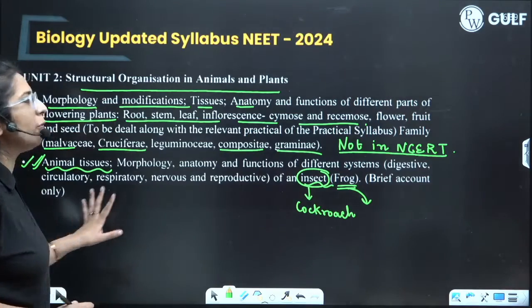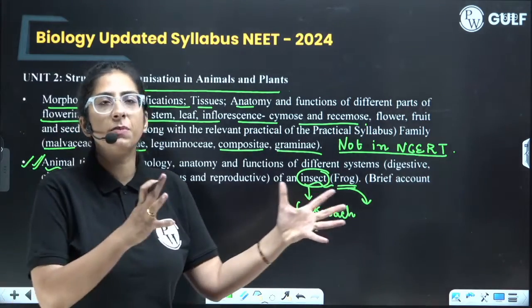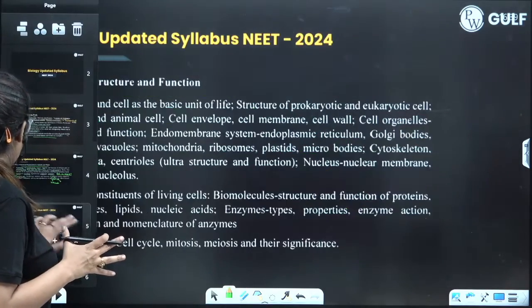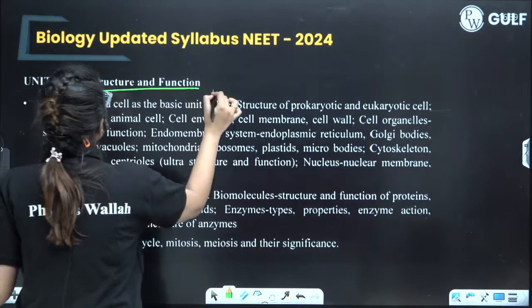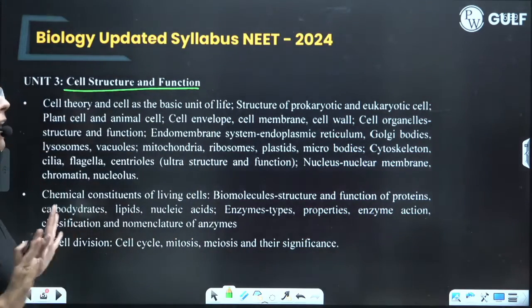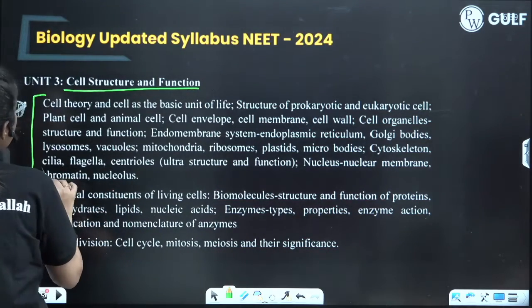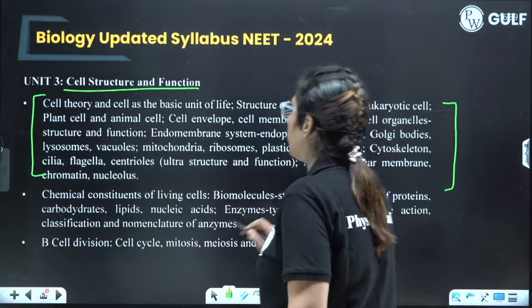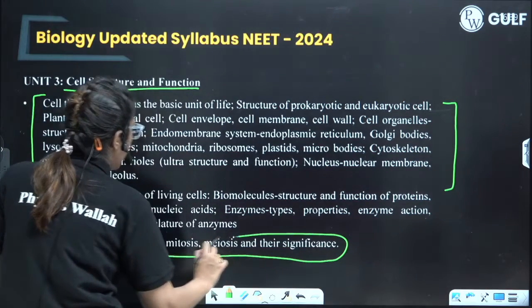So a brief account we normally do in our classes: digestive system, nervous system, excretory system, all these systems we have to study. Now guys, moving on to the next chapter, cell structure and function. From this topic, nothing has been deleted. Cell structure, basically, and cell division. Nothing is deleted.